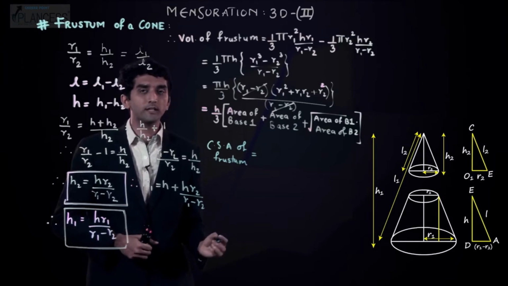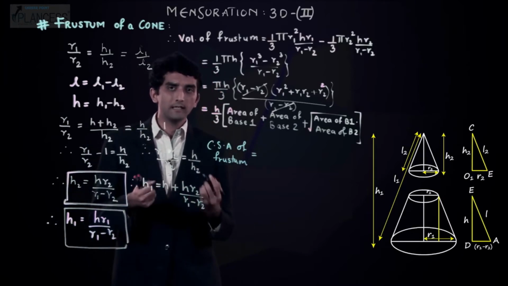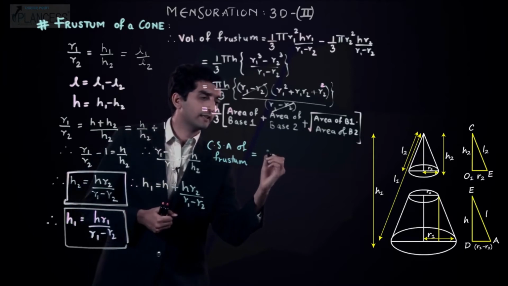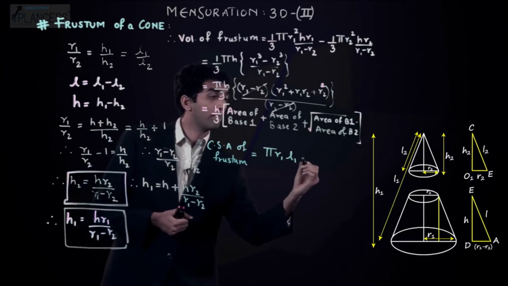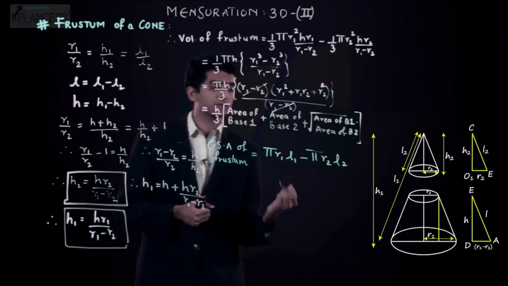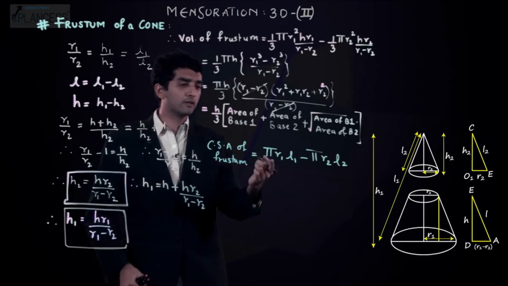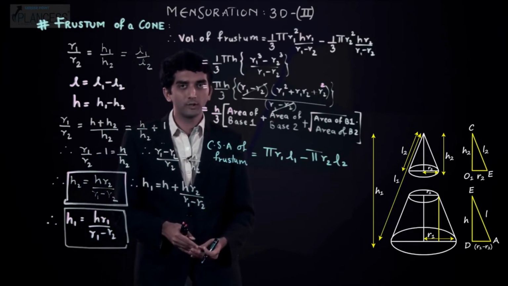is going to be, as we know, the curved surface area or the lateral surface area formula is pi RL. So in this case it is going to be pi R1 L1 minus pi R2 L2, because the curved surface area of the bigger cone is pi R1 L1, for the smaller cone it's pi R2 L2.